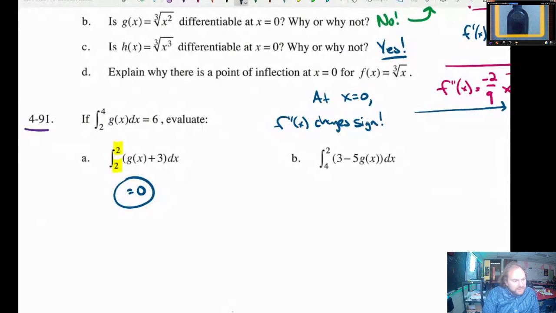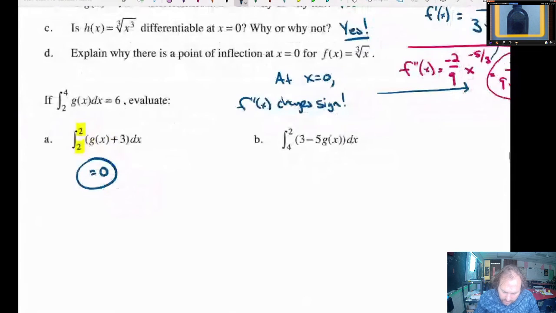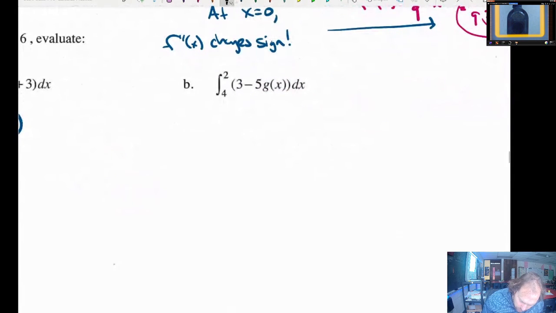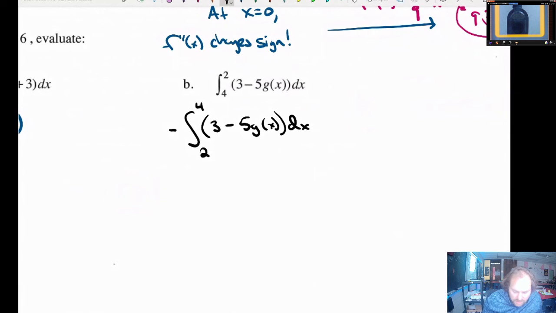Now, as far as the next question goes, the integral from 4 to 2 of 3 minus 5 times g of x dx. What we're going to do is a significant amount of work with this thing. The first thing we're going to do is change the order because 2 and 4 are kind of backwards right now. So we'll make it the negative integral from 2 to 4 of 3 minus 5 times g of x dx.